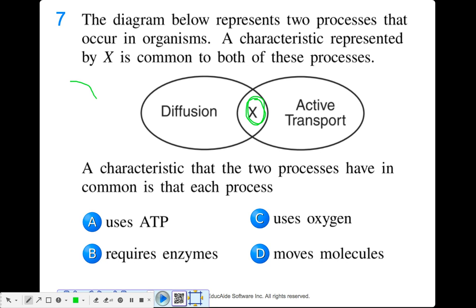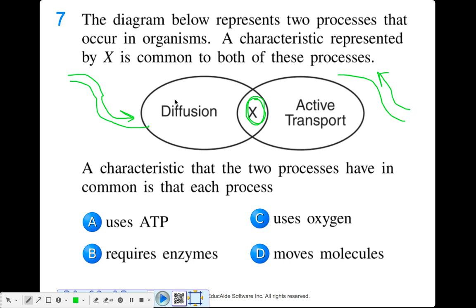Remember the picture of the hill, the guy on the hill, going from high to low? Super easy, you just roll right down the hill, right? But if you want to go to that same hill and you want to go from low to high, that requires energy, but you're still moving. Okay, so what do they have in common?